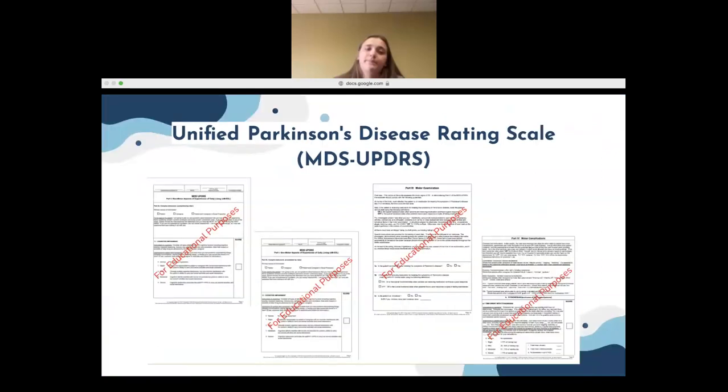And then here on this slide, we have some sample images of what the assessment will look like for the client and caregiver survey areas of the assessment.